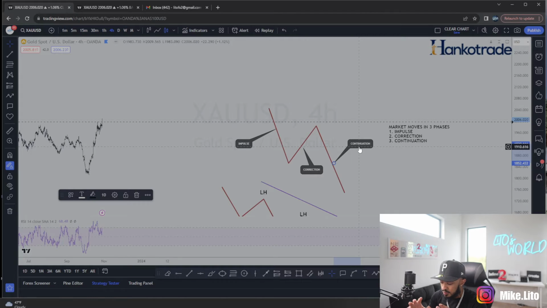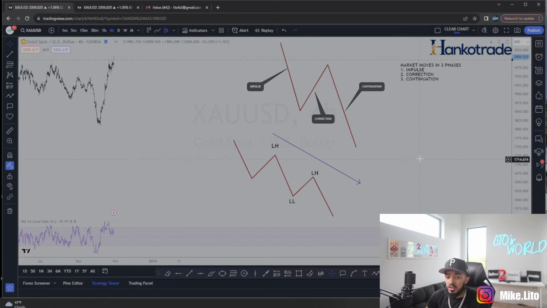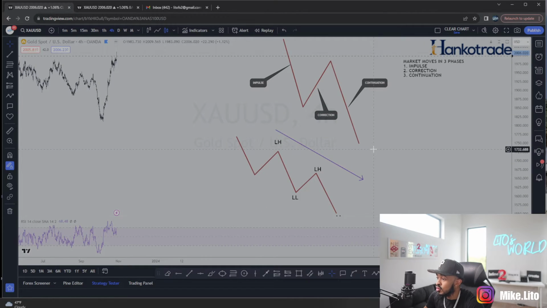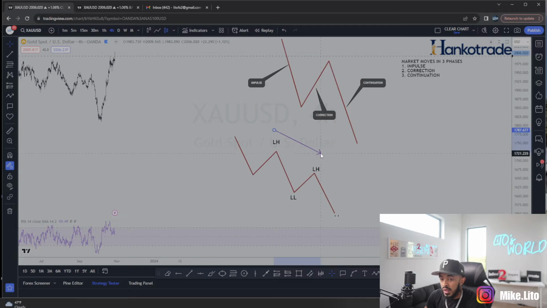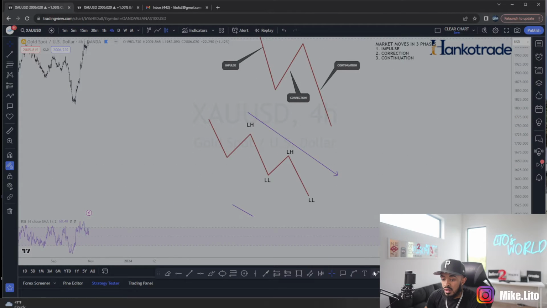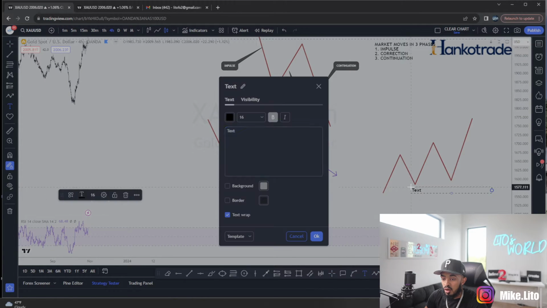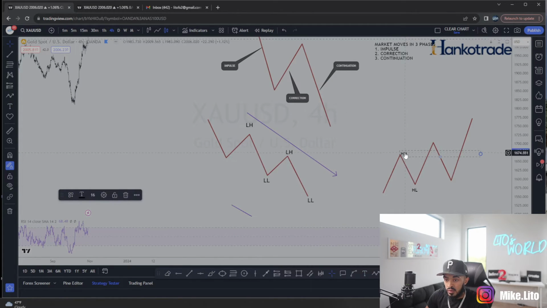I want you guys to take that idea and set it aside for a little bit while I go more in depth into the technical aspect of our overall market structure. Our overall market structure consists of a series of lower lows and lower highs in an overall downtrend, and then a series of higher highs and higher lows in an overall uptrend. This will look as such: higher low, higher high.